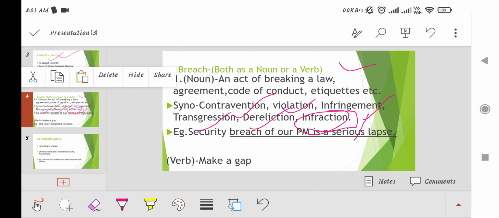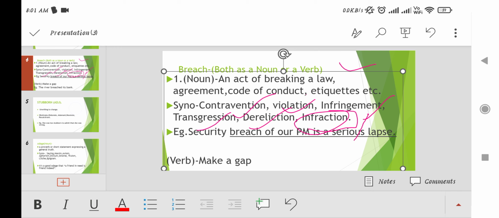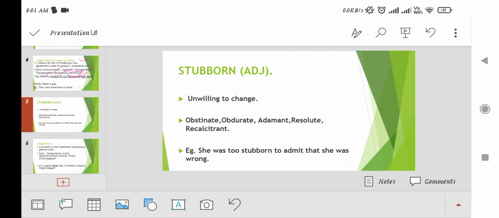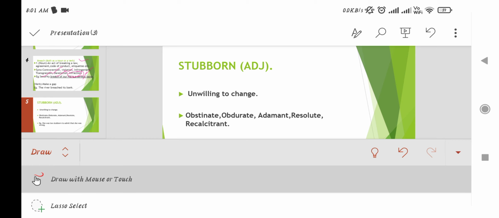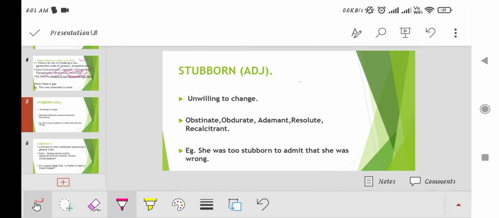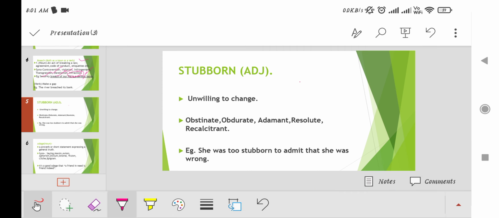That is clear. So the fourth one is ashtavarn. Very important, it's often used. It's clear that it's an adjective, and the meaning of ashtavarn is unwilling to change.